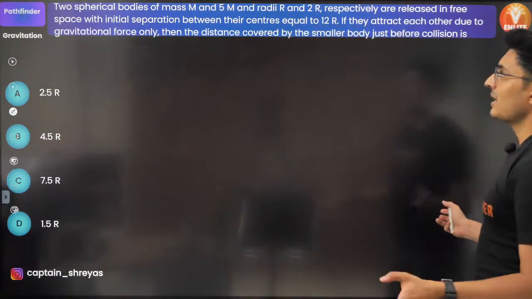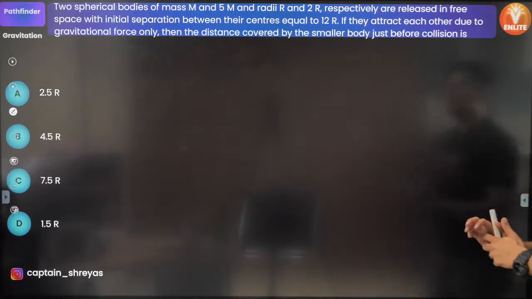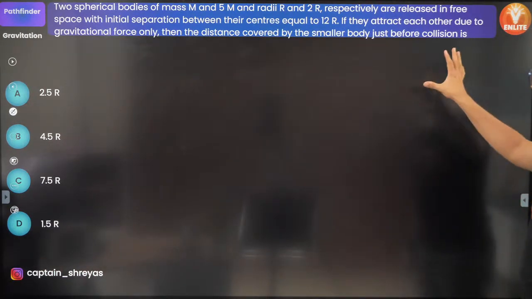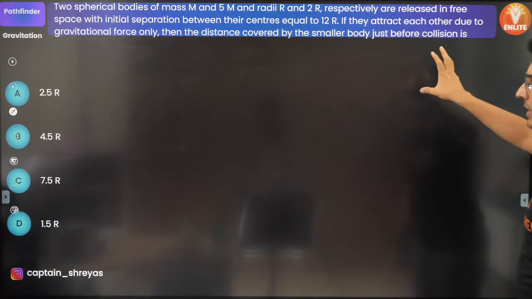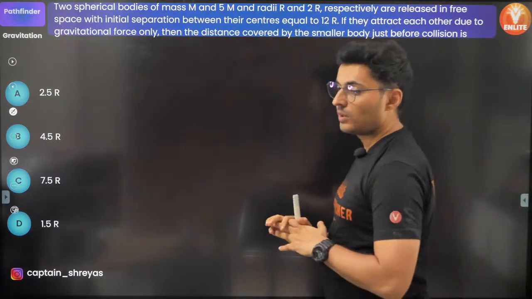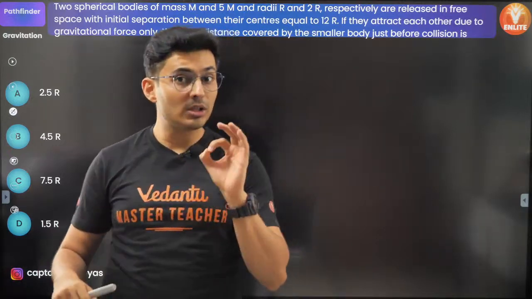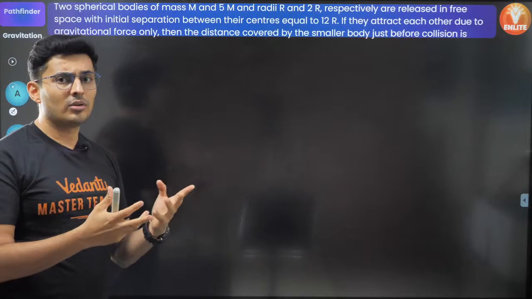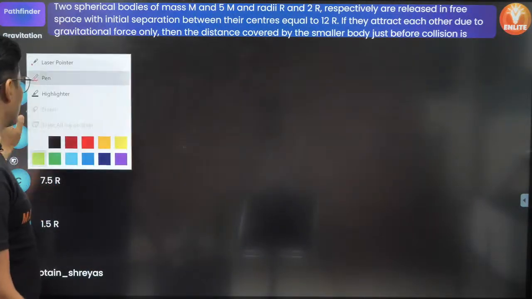Two bodies of mass m and 5m, radius r and 2r respectively, are released in free space with some separation. If they attract each other due to force of gravitation, what is the distance covered by the smaller mass before they collide? Now these kinds of questions can also come in electrostatics, where two spheres are charged and they collide. Where do they collide? How much do they move? And so on and so forth.